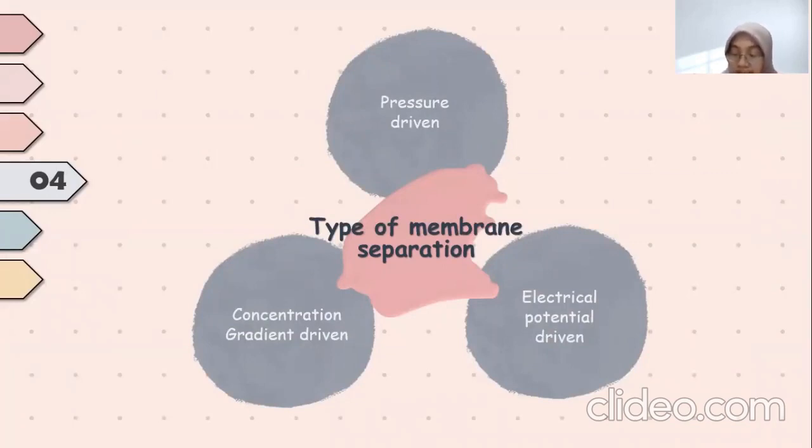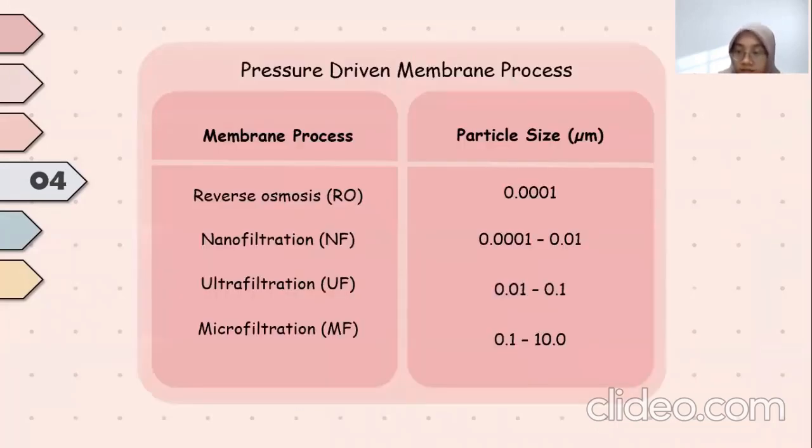processes are classified according to the driving force used in the process. I will focus on the pressure driven membrane process. There are four types: reverse osmosis, nanofiltration, ultrafiltration, and microfiltration. All these processes are differentiated by the size range of particles that are being separated, as we can see in the table.